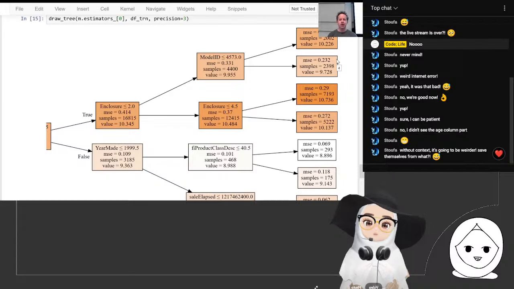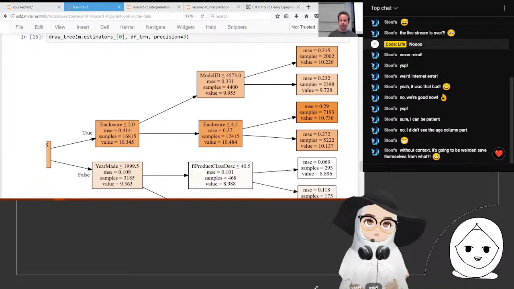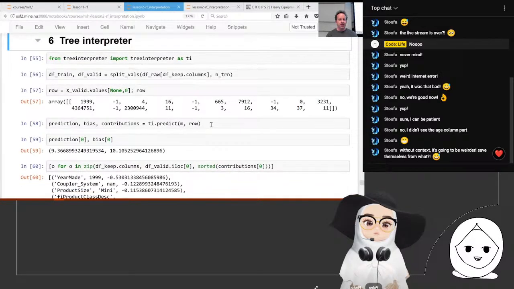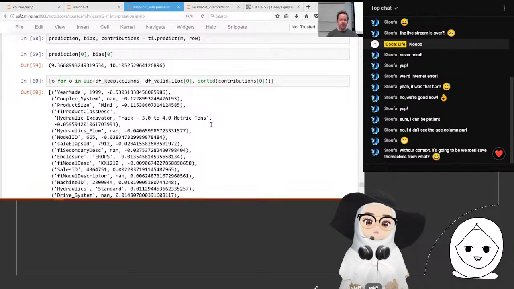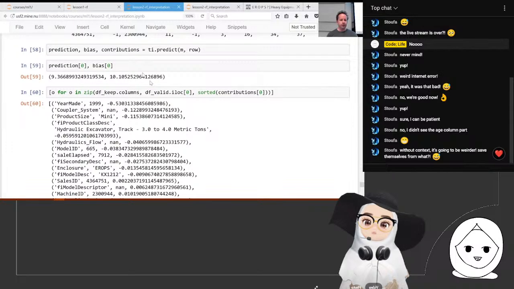So what we could then do is we could do that for all the trees, and then we could take the average. So every time we see enclosure, did we increase or decrease the value and how much by? Every time we see model ID, did we increase or decrease the value and how much by? And so we could take the average of all of those, and that's what ends up in this thing called contributions.